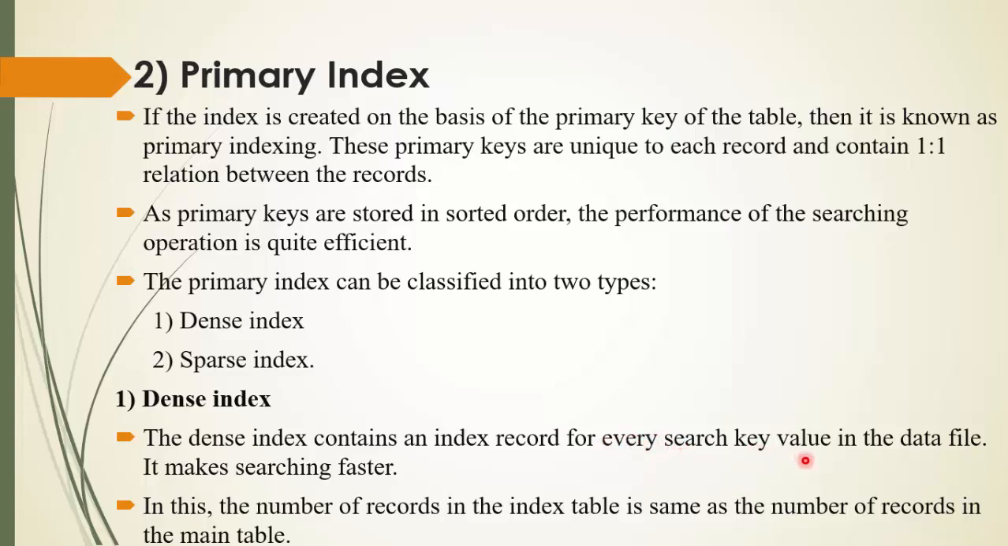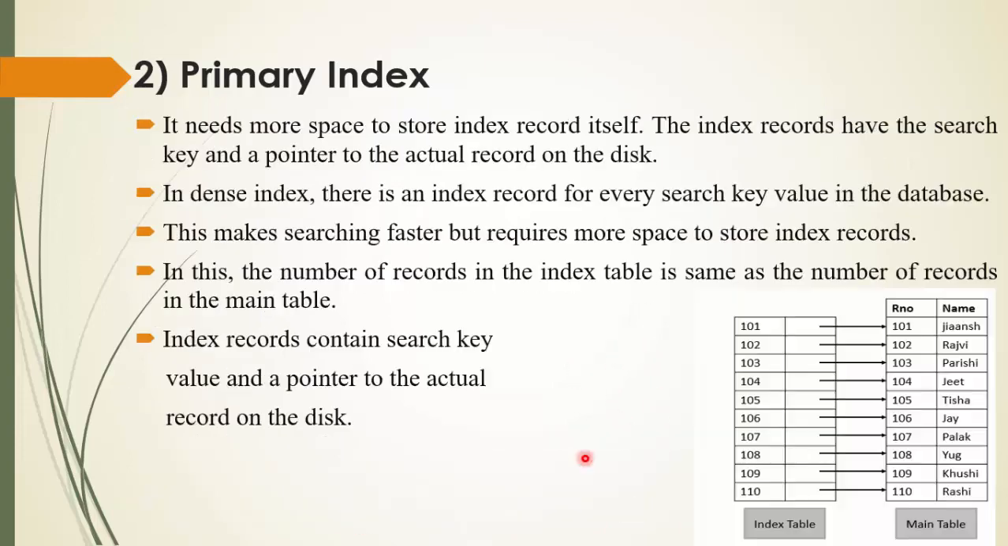There is an index entry for every search key value in the data file. So suppose we have 50 records, then we have 50 search keys. In this, the number of records in the index table is the same as the number of records in the main table. So according to the data, we have a search key.